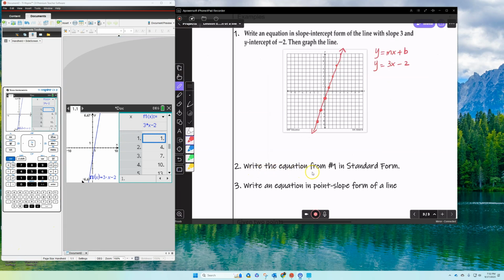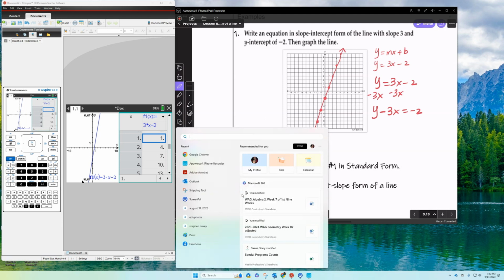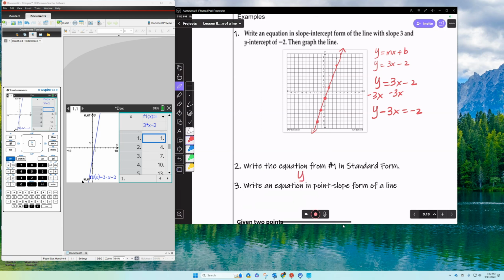Write the equation from number 1 in standard form. You see that 3x, we just need to move it to the left side. I have y equals 3x minus 2, so I'm going to subtract 3x from both sides. And so it's going to be y minus 3x equals -2. And that is written in standard form.